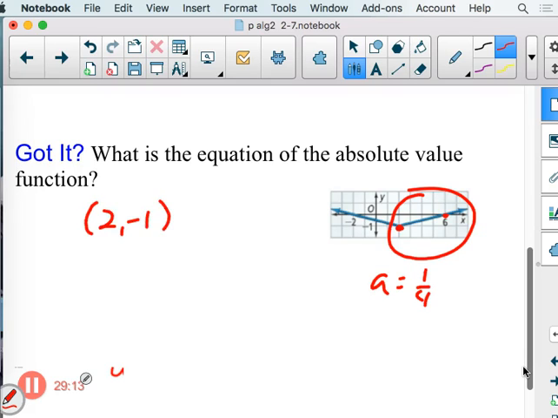So you start putting it all together and you realize, well, it's going to be y equals 1/4 absolute value. And you remember, okay, wait a second. It's got to be x minus whatever that h is. So it has to be x minus 2. But the number in back is just whatever it is, because up is plus and down is minus. So there it is. 1/4 absolute value of x minus 2 minus 1.